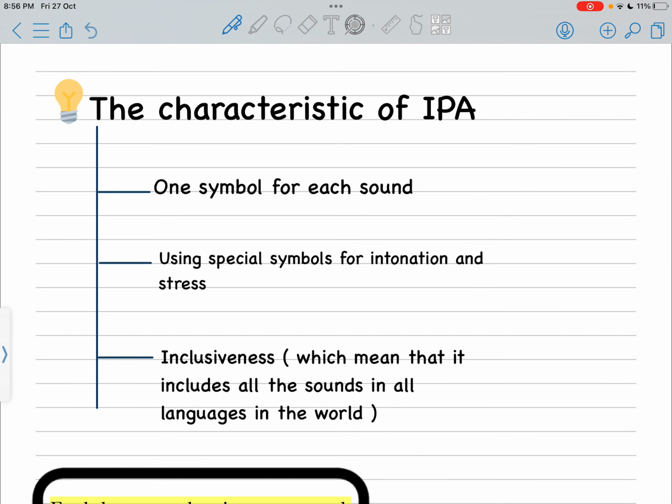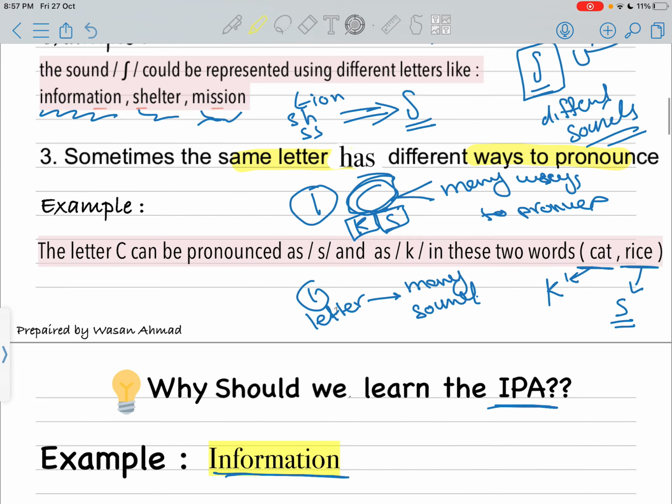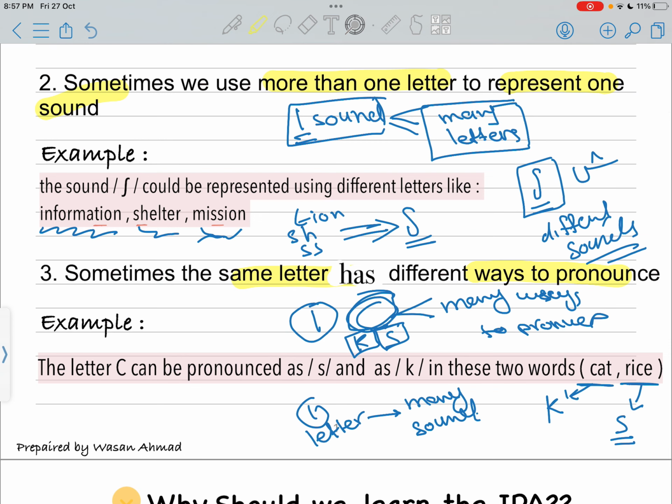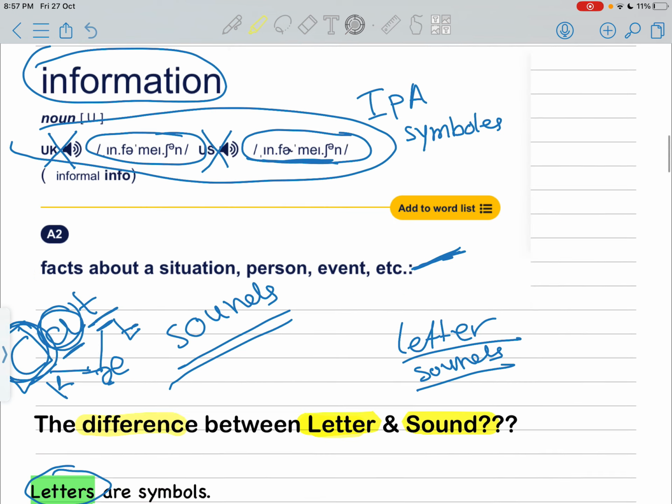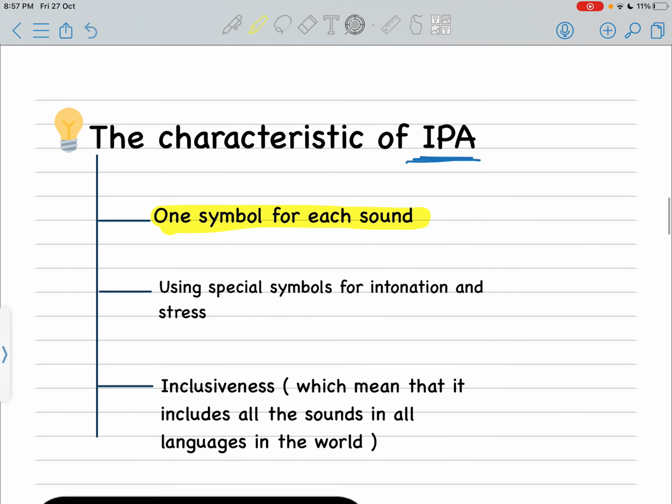So, the characteristics of IPA. We had problems, and we fixed these problems by founding the IPA. So what are the characteristics of IPA? Okay, 1 symbol for each sound. The main problem was that each sound had many ways to be written, and we could represent the same sound using different letters. So how did they fix this problem? By using 1 symbol for each sound.